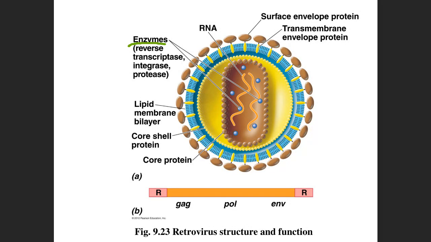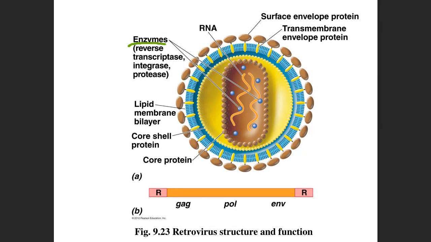And you've probably heard about protease inhibitors as the HIV or AIDS treatment. Have you heard about that? And so that's the protease. If you inhibit that, the HIV virus will not be able to produce a functional viral particle. Then it has a lipid membrane, and the membrane comes from the host cell. Then it has a shell protein and a core protein.